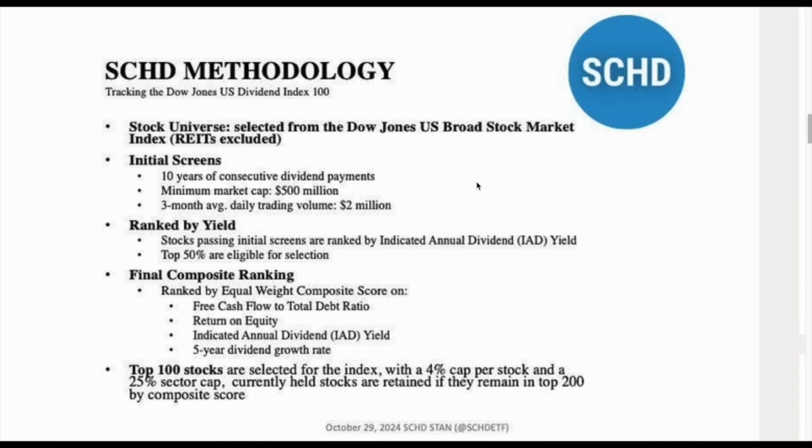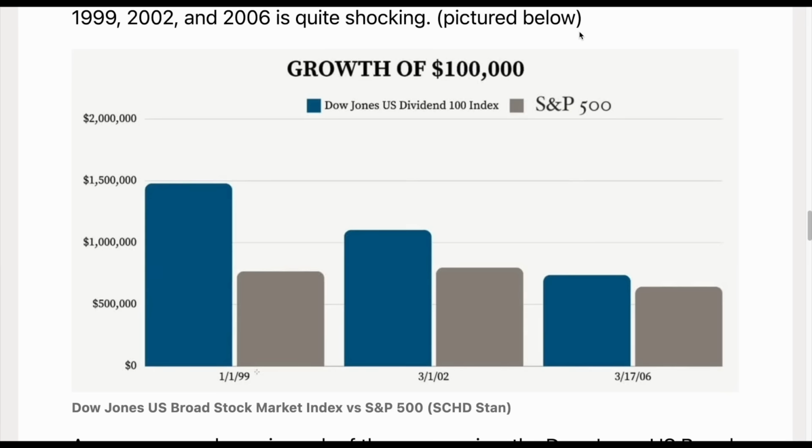So we can see their stock universe. They select stocks from the Dow Jones U.S. Broad Stock Market Index, not including REITs. Now, why is this a big deal? Well, this is a big deal because over different time periods, the Dow Jones U.S. Dividend 100 Index has actually outperformed the S&P 500. Now, that obviously hasn't been the case in the short term with a huge tech run-up, but over the long term, it has been the case.